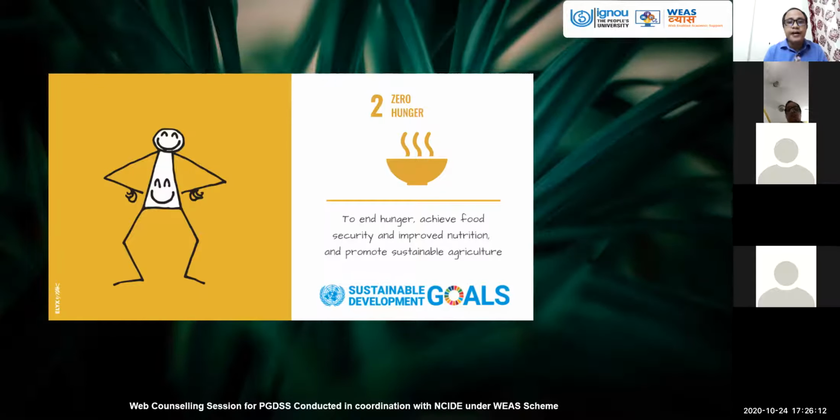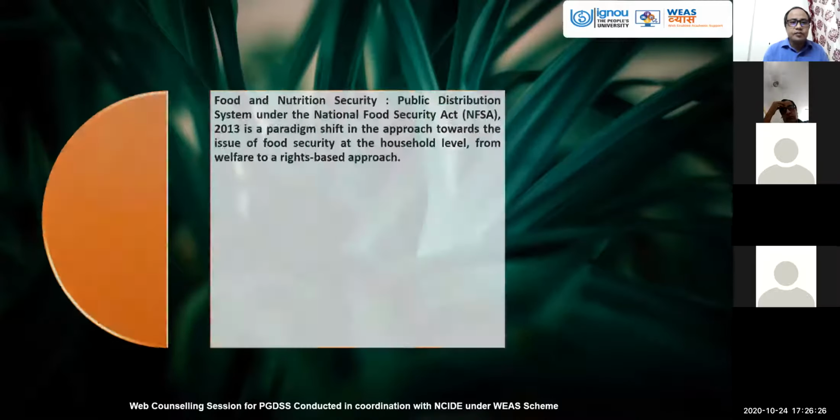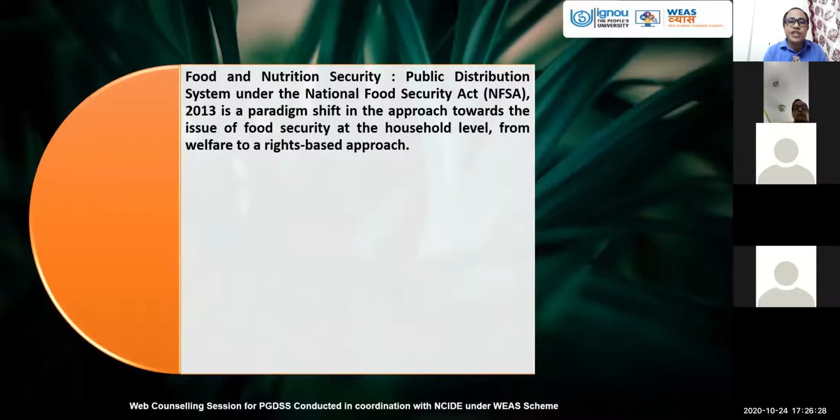That is very important. To end hunger means not only the quantity of food you are providing to each and every individual, but we have to look into the quality, the nutritive value of that food. So in that, we have food and nutrition security. For that, we have the public distribution system under the National Food Security Act. You look here, this NFSA was introduced in 2013, and the SDGs came up in 2015. So if you look at that, we already tried.